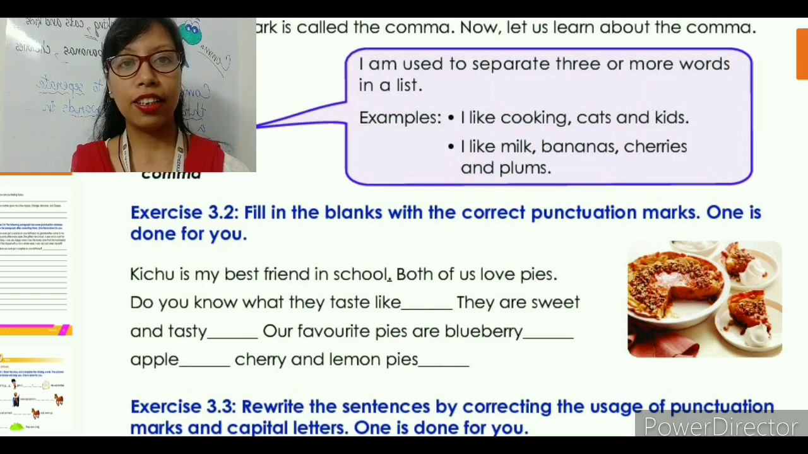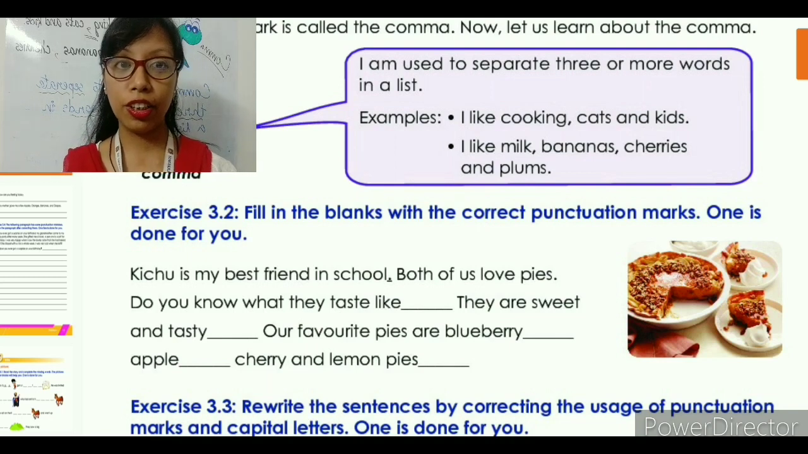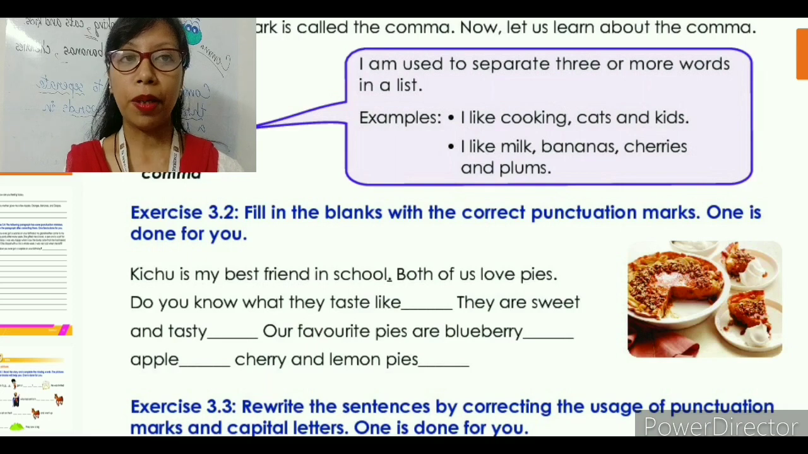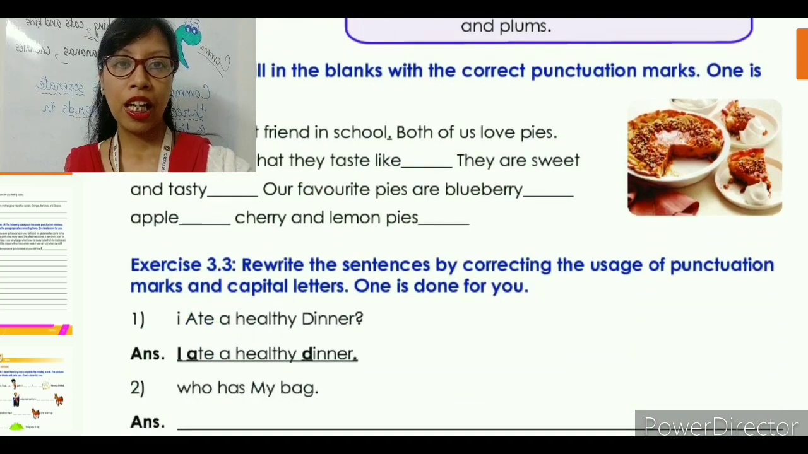Then after that, it says, do you know what they taste like? After that, here you have to put the correct punctuation mark. They are sweet and tasty dash. Our favorite pies are blueberry dash, apple dash, cherry and lemon pies dash. So this is your homework. You have to do it.